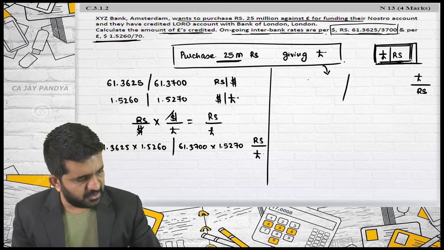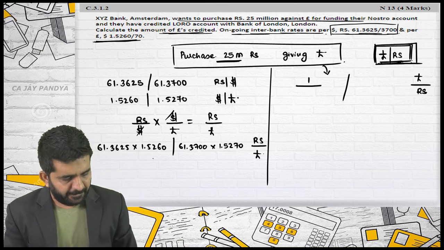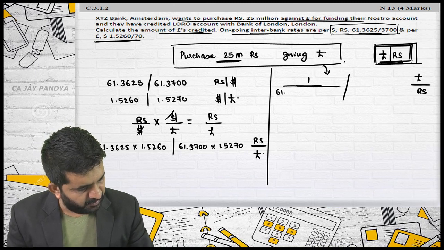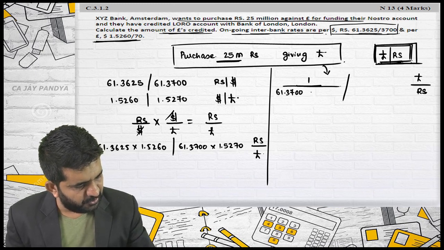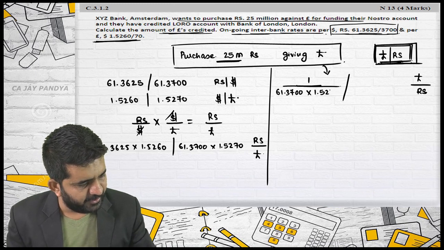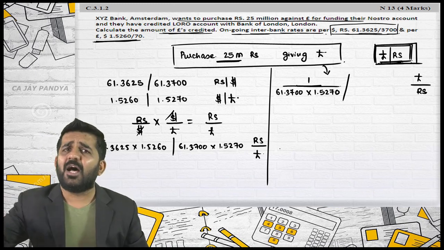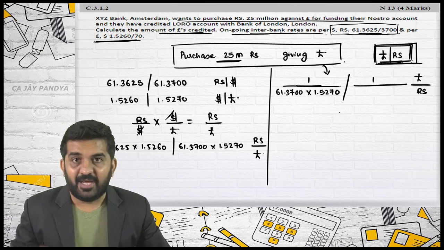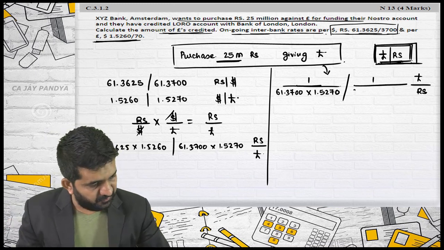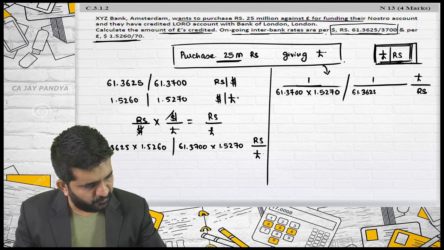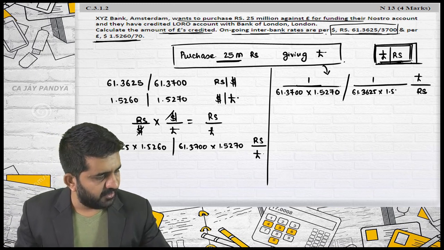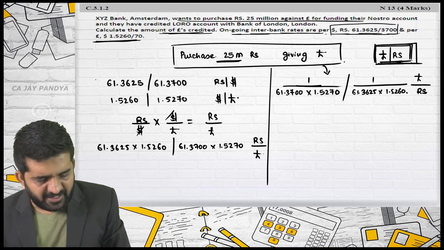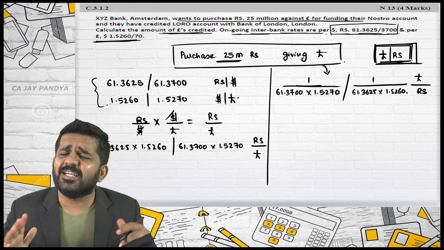Bid and ask: 1 divided by. Bid will become ask, ask will become bid. What is ask? 61.3700 multiplied by 1.5270. Don't find out the answer, just write down as it is. This is my bid rate. 1 divided by, now bid will become ask: 61.3625 multiplied by 1.5260. Sir, can't we find it out in the manner we were finding out? The answer is yes, it is the same manner.